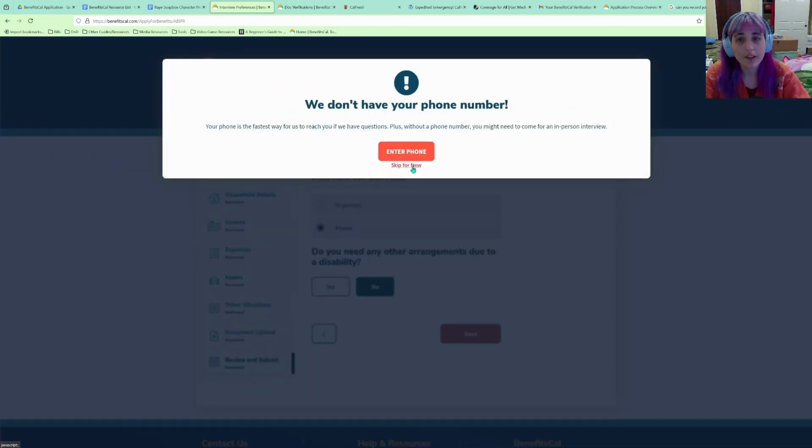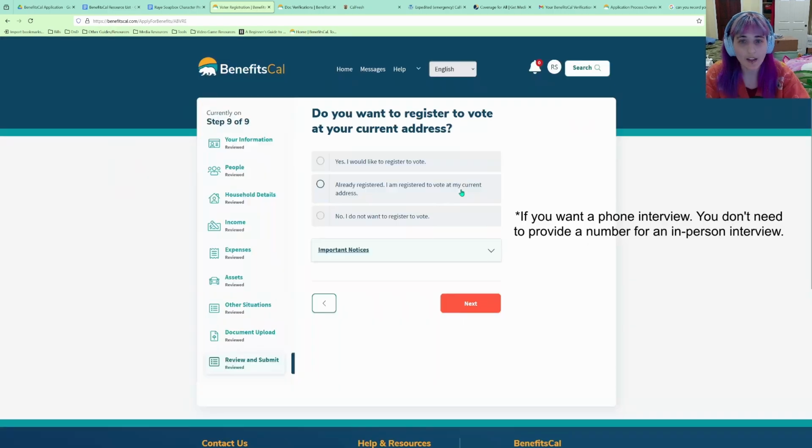Okay, so this would be the case where they remind you, if you haven't already, to put in a phone number. You can skip it for now, but if you skip it, they don't have a good way to set up a phone interview with you. So I think at some point they need your phone number because they do call you for the phone interview as opposed to you calling them. I'm going to skip for now though. Do you want to register to vote at your current address?